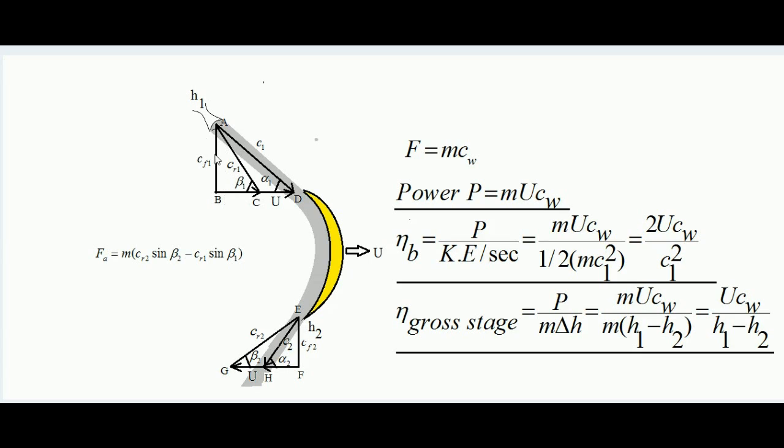So m Cr1 sin beta 1 is the momentum of steam over the inlet of blade in vertical direction. So final momentum in vertical direction minus initial momentum in vertical direction per second. Since m is mass flow rate, this is what per second is. So this is the force developed over the blade in vertical direction.